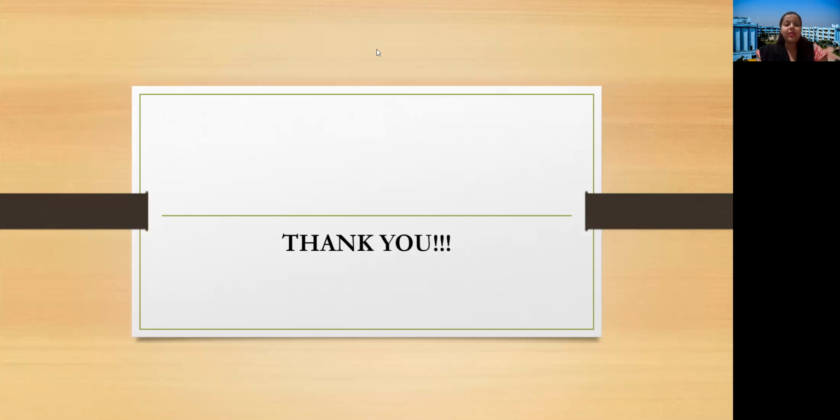And if you need to refer to any book, you can go through P.S. Bhimbhra. You can go through Vishwanathan, Power Electronics for reference.